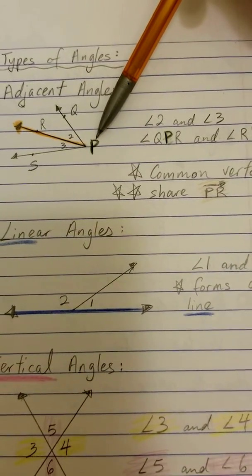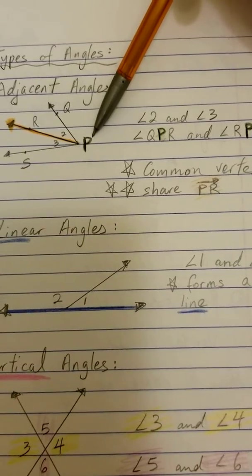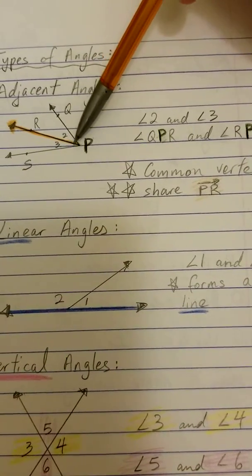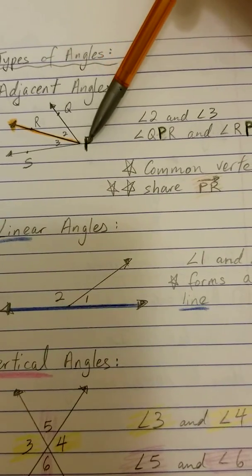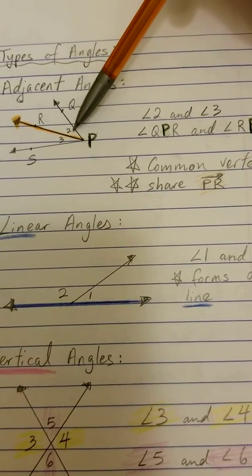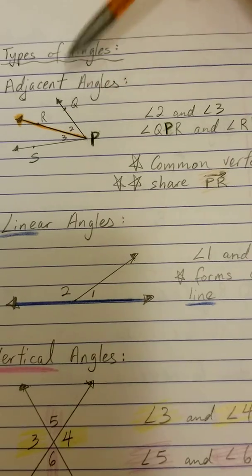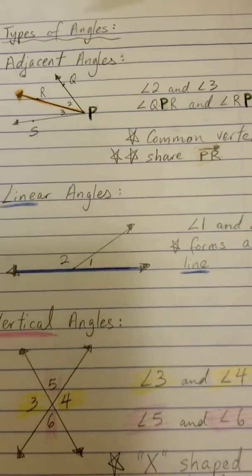Once again, they have a common vertex, in this case vertex P, and they both share the same side, in this case ray PR. That's how you know those two angles are adjacent to each other.